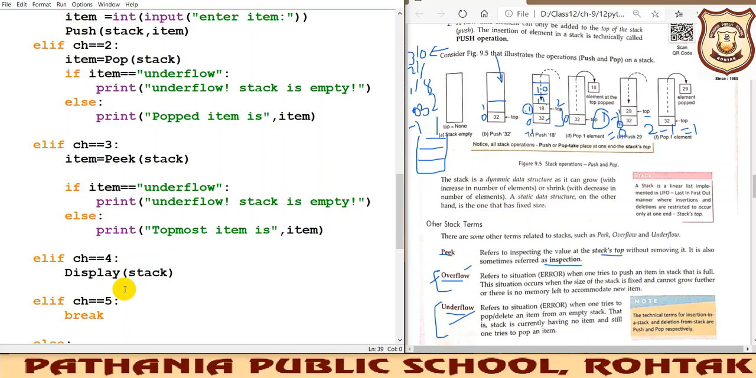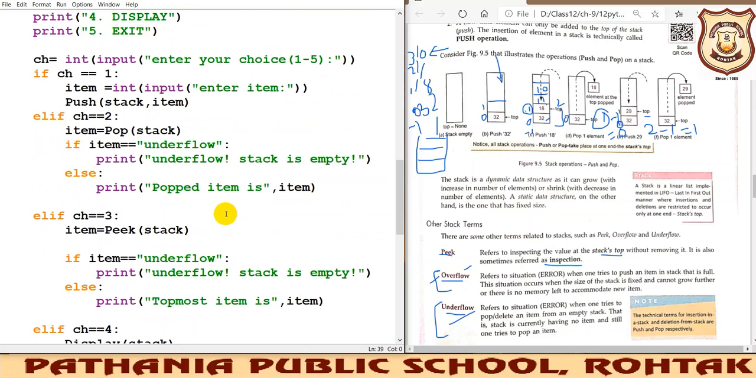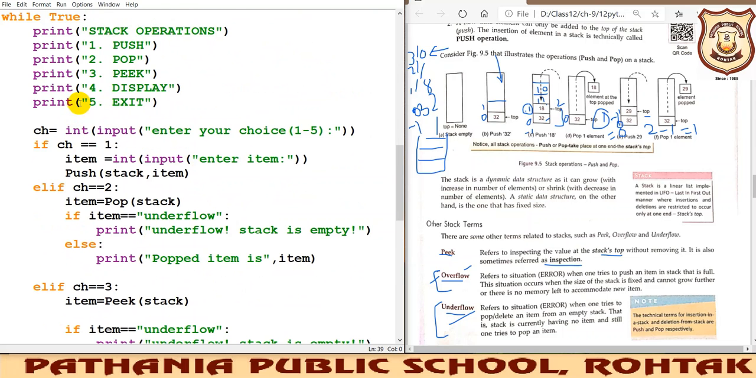If you are pressing 5, that means you want to come out of this while loop. For coming out of the while loop you need to press 5, or if you press anything other than 1 to 5, then it will show you invalid choice. Okay, so now let us discuss these cases one by one.